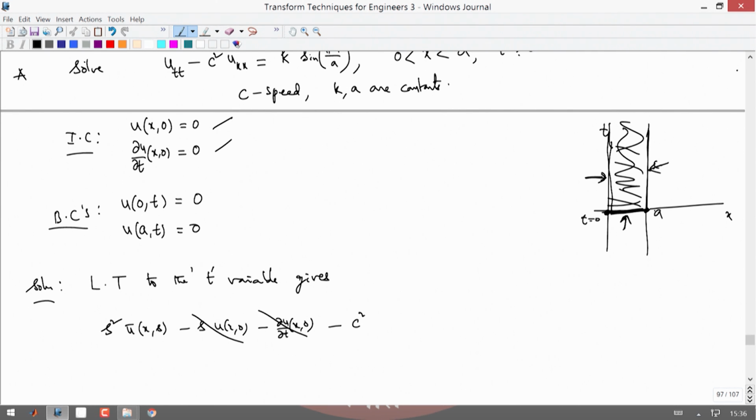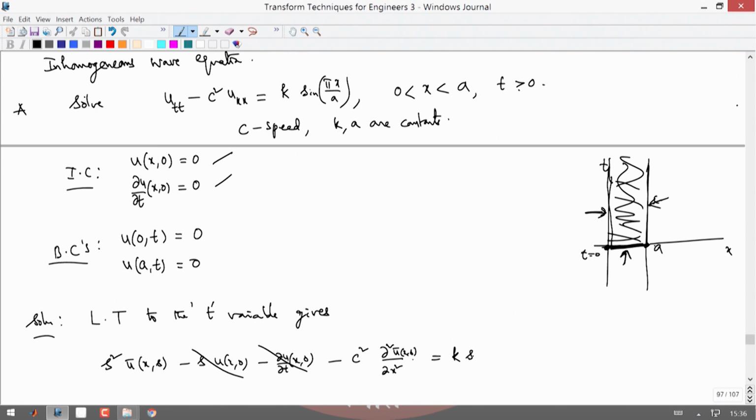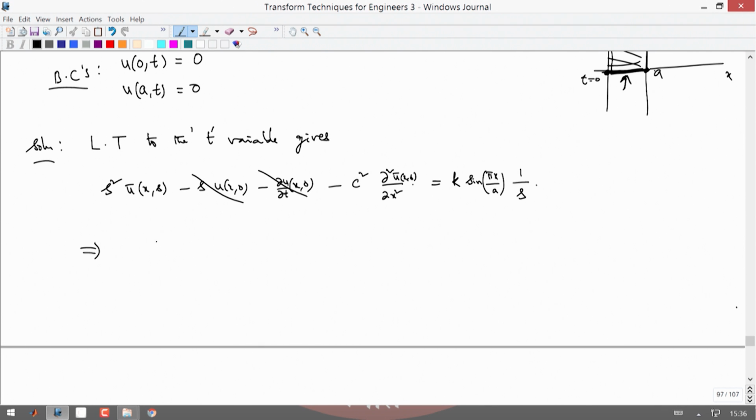So, 0 minus c square ∂² u bar of (x, s) divided by ∂x² is equal to k times sin(πx/a). This is a constant I am doing with respect to t, so k is a constant and comes out. It is only the Laplace transform of 1, that is 1 by s. I use the initial condition. So, you finally get ∂² u bar by ∂x², you divide with c square, and bring it to the other side. So, you have minus s square by c square u bar is equal to minus k by (s c square) sin(πx/a).